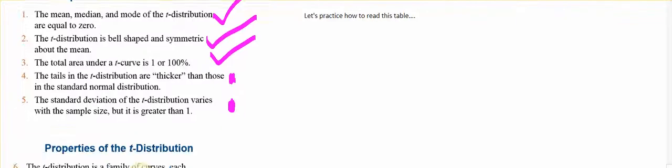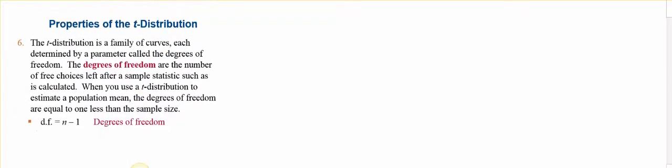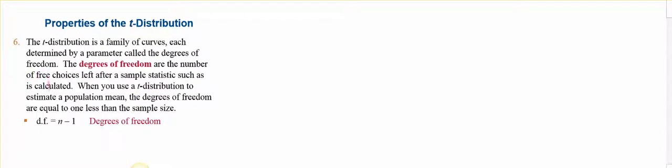The last piece of the properties of the t-distribution is this 6th point here that says that it's a family of curves, and they have something called degrees of freedom. This has to do with their sample size, and degrees of freedom is defined to be the sample size minus 1. The best way to think about degrees of freedom is if you had a classroom of 30 chairs and there were 30 students. 29 people have a choice on where they sit, but the 30th does not.